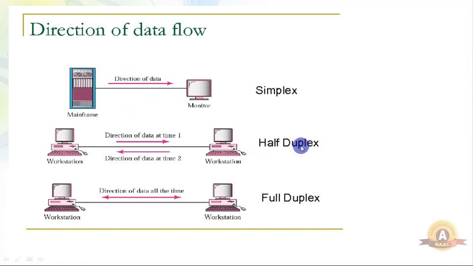In half duplex transmission, the sending and the receiving happen on a single channel, but the data can be sent only at a time. At one time it can be sent or it can be received. So the process performs sending or receiving in only one way at a time.